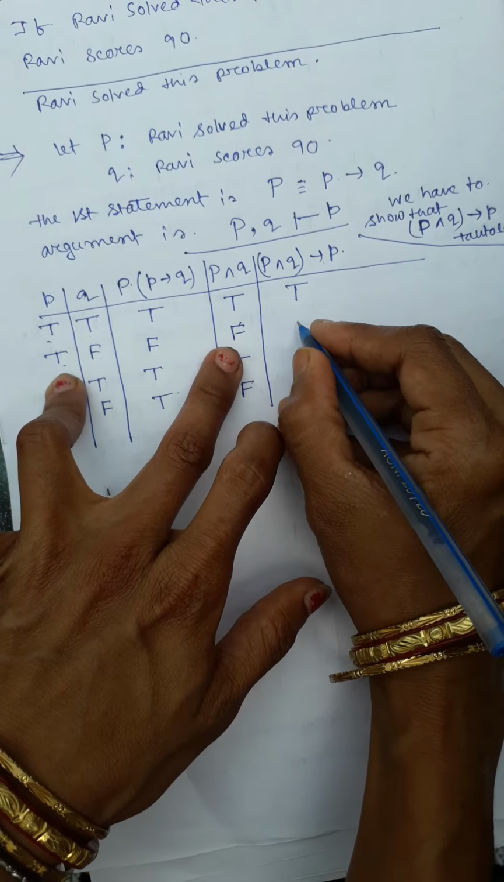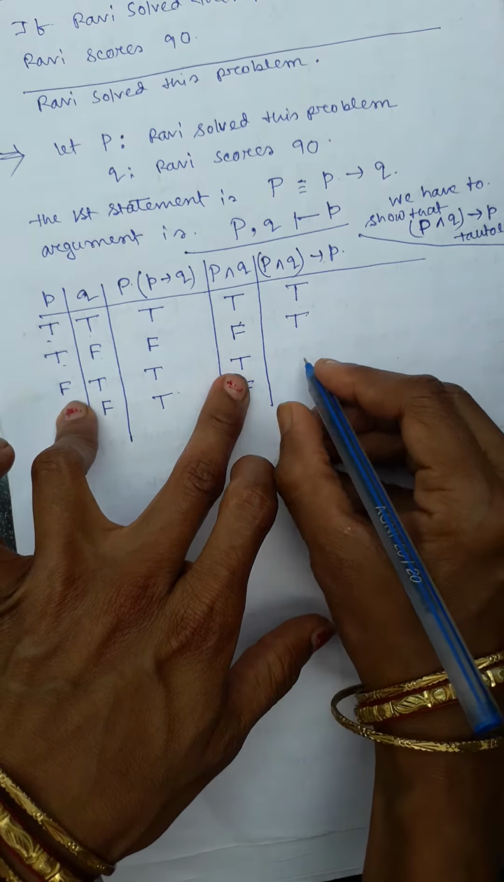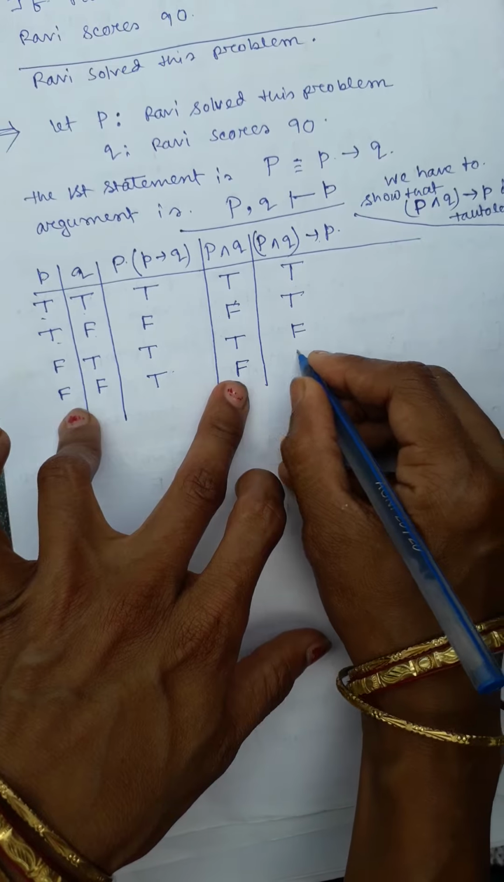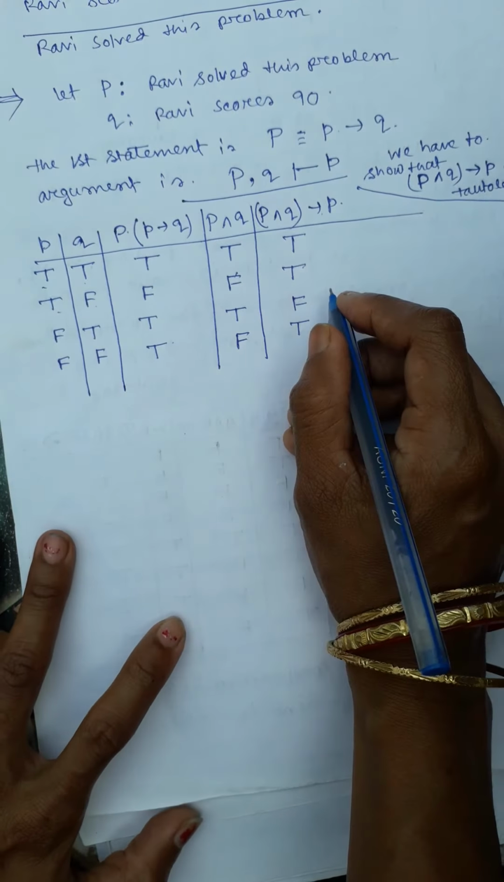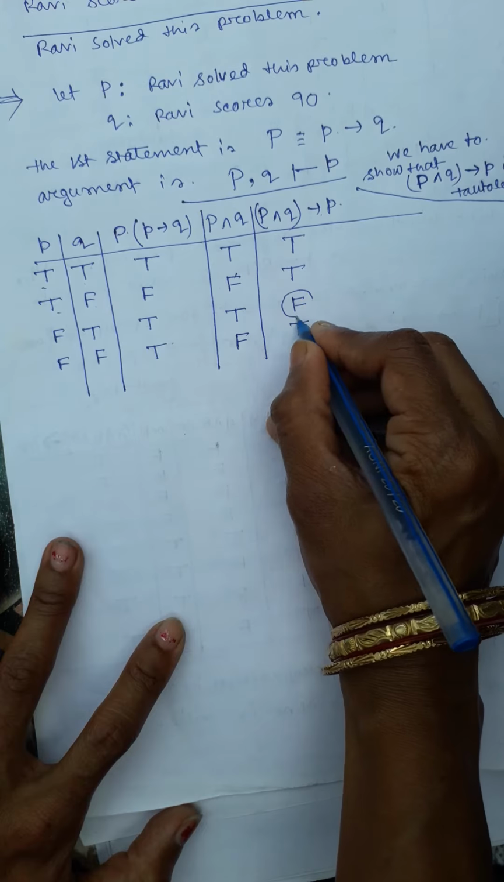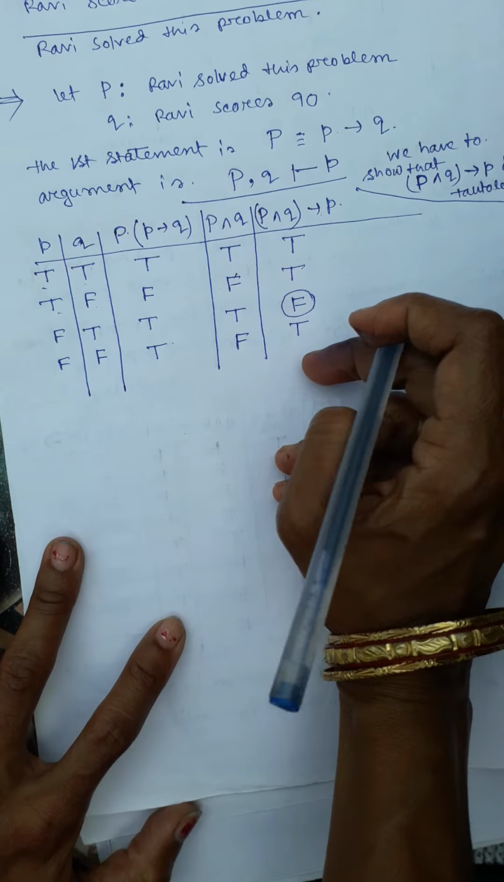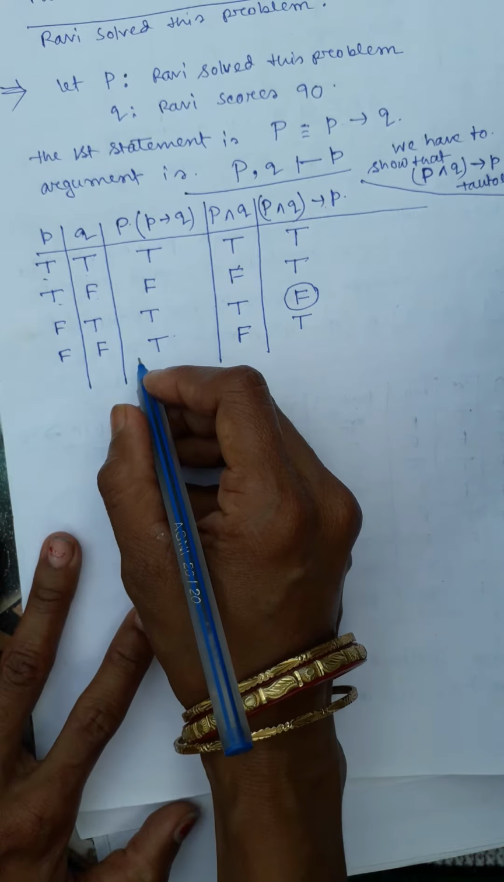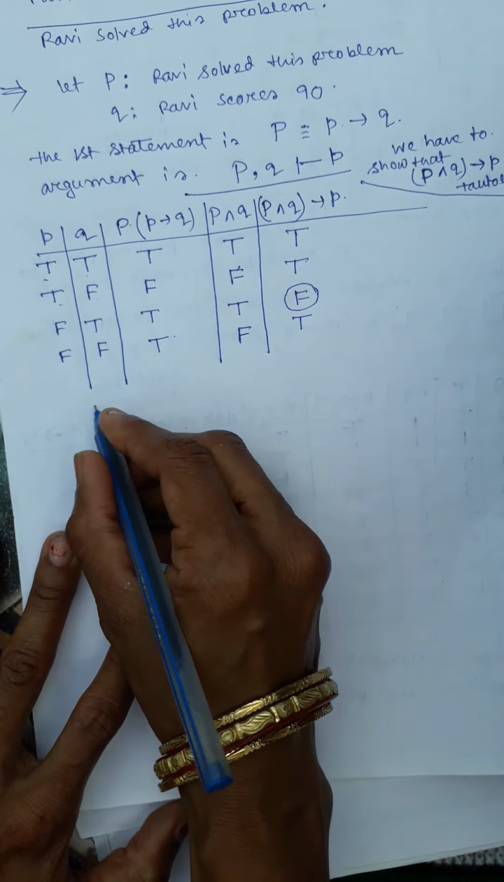So this is true, this is true, true, false. That means this one is false and this is true. Here in the last column, this position is false. That means all the entries in the last column are not true. So this is not a tautology.